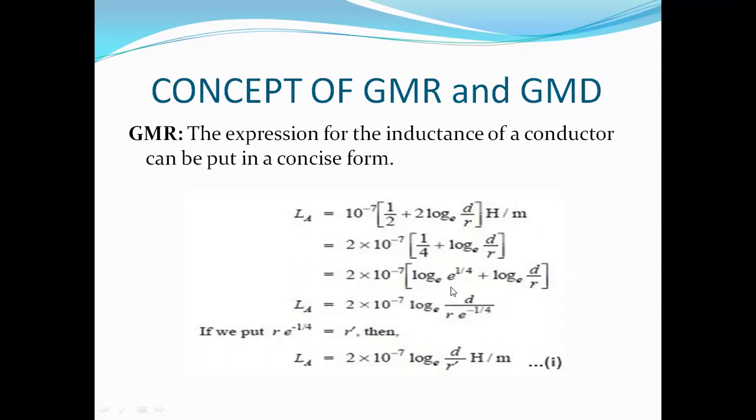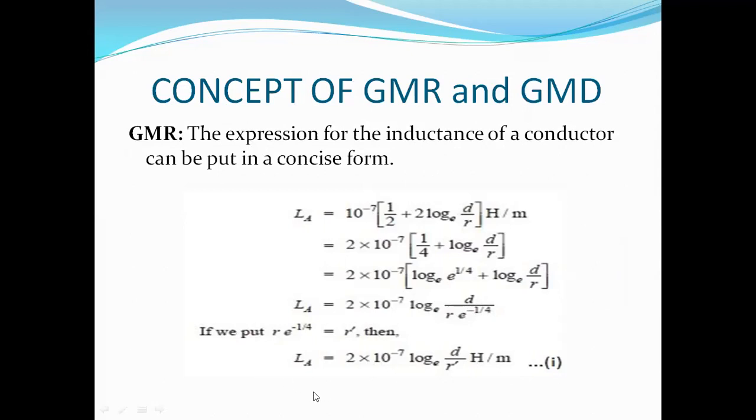As per that, we know that log m plus log n we can represent as log mn, and log m minus log n we can represent as log m by n. So here the equation is D e to the power 1 by 4 by R. We change e to the power 1 by 4 from numerator to denominator. So that's why it is D by R e to the power minus 1 by 4.